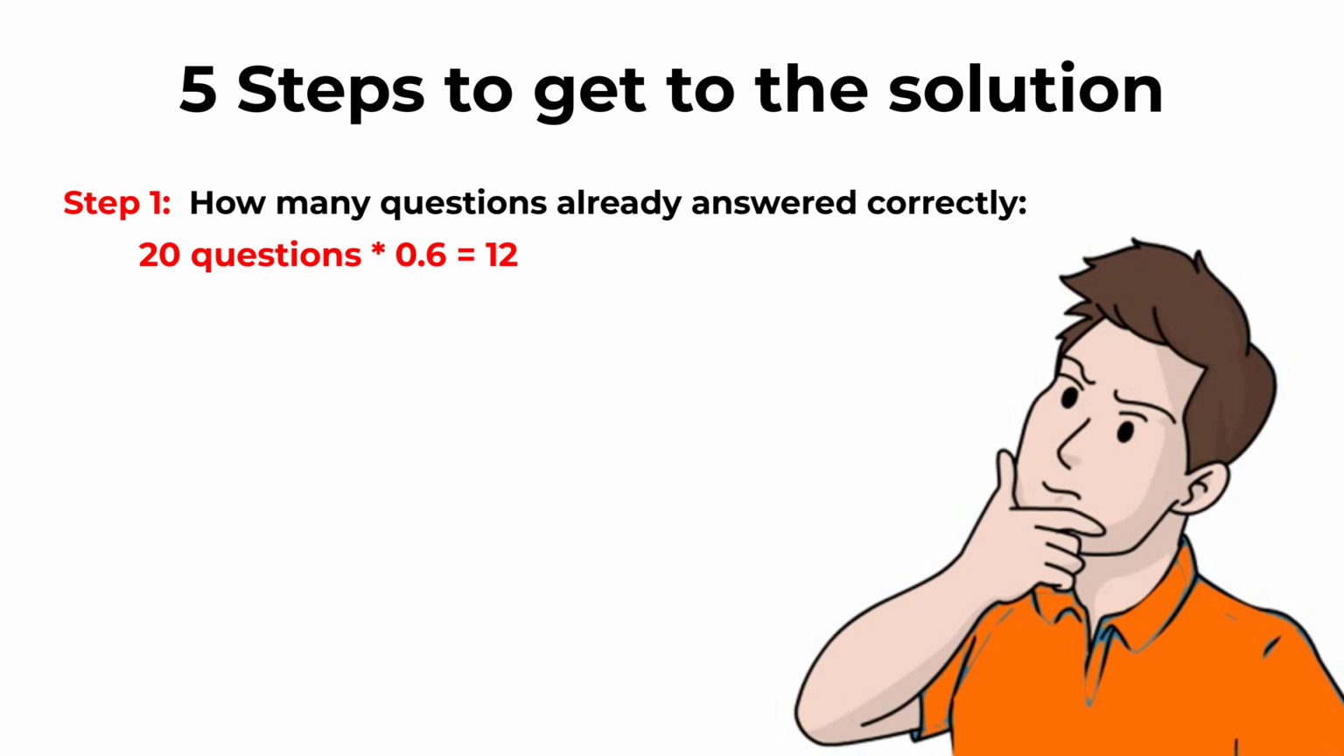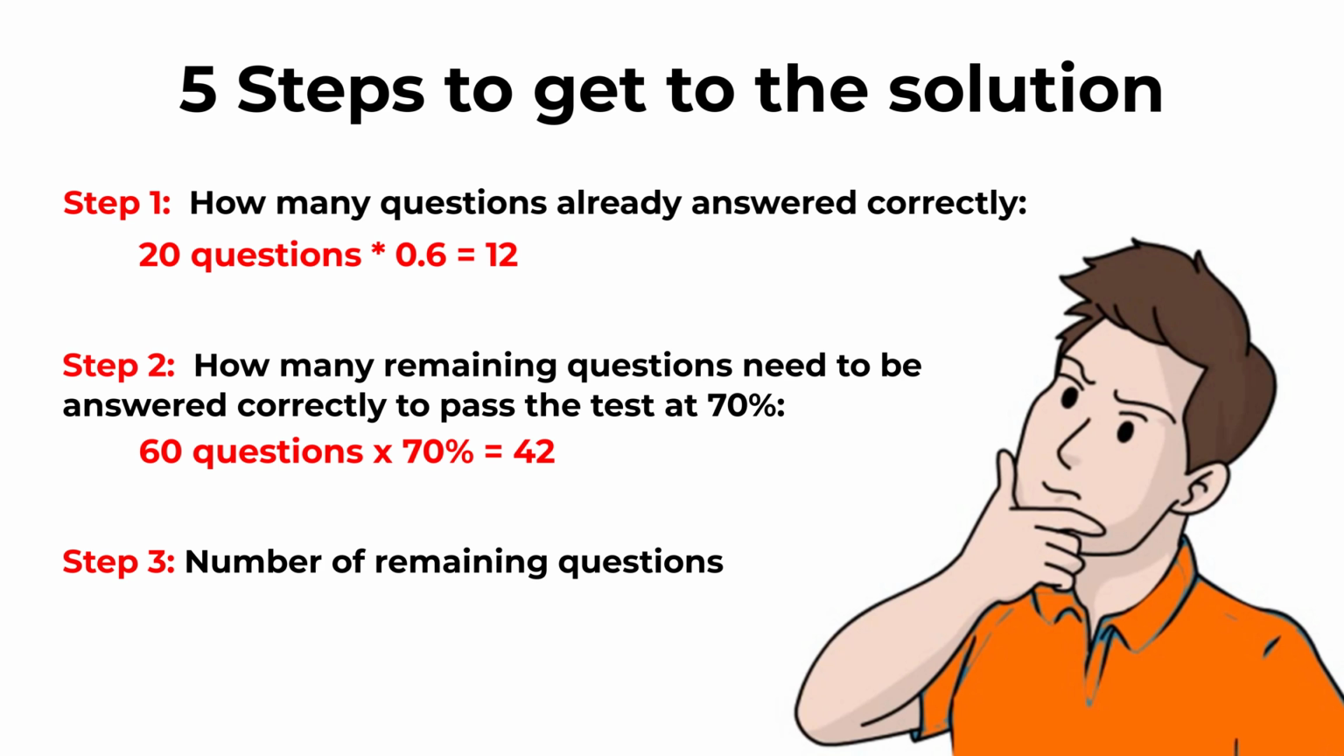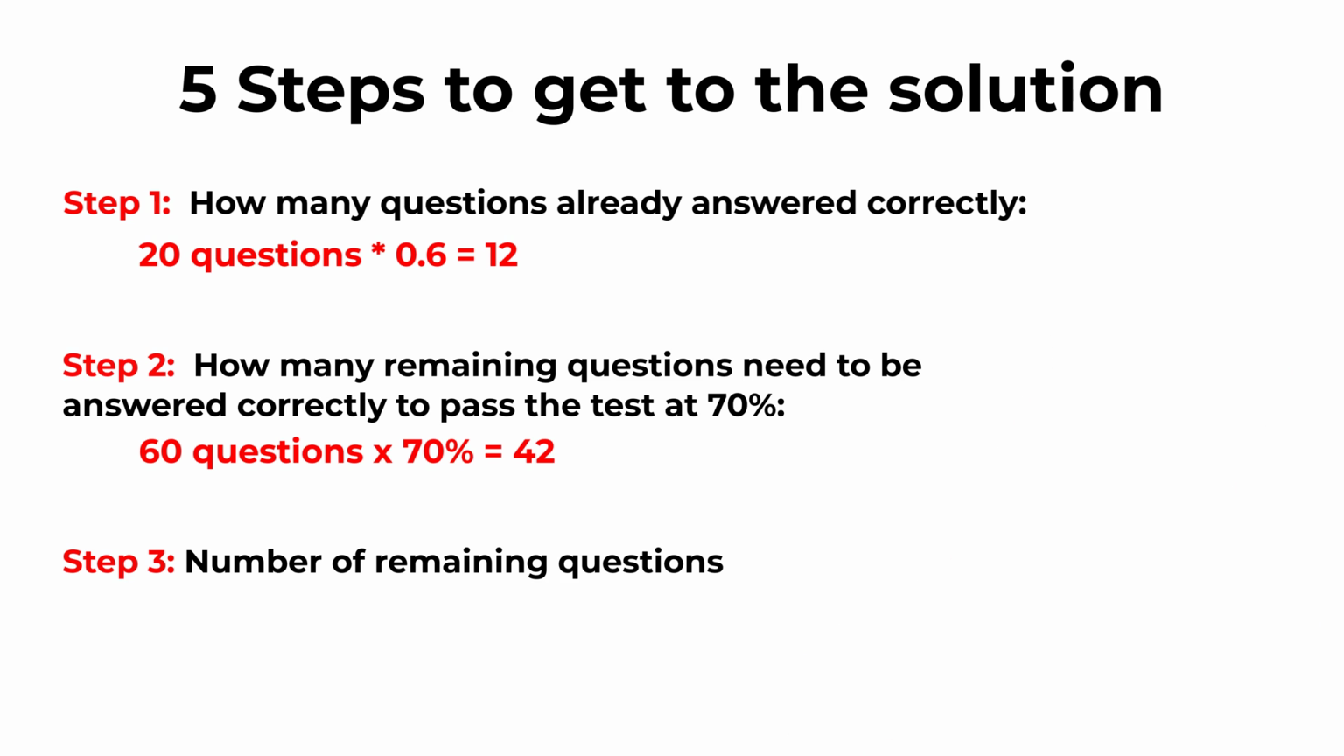In the next phase, we need to determine how many questions in total need to be answered correctly to pass the test at a 70% rate. If there are 60 questions total on the test and we need to pass it at a 70% rate, we get to 42 questions that need to be answered correctly. In the next phase, we need to calculate how many questions remain on the test. To do this, we subtract 20 from 60, and it tells us that 40 questions are still remaining.